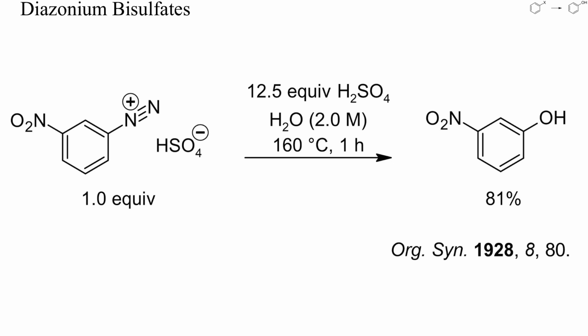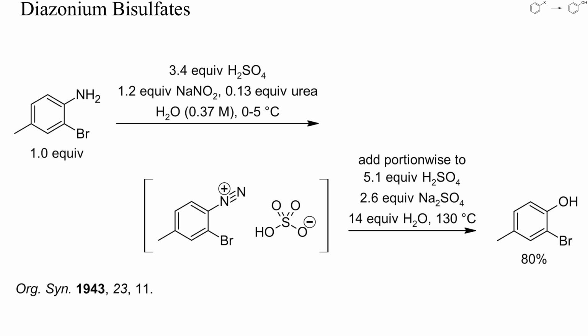Here, 3-nitrophenyl diazonium bisulfate was added in small portions to hot sulfuric acid to prevent excessive foaming. The expected phenol was obtained in excellent yield. This example is similar to the previous one and shows that under these conditions no arines are formed. A clean ipso substitution of nitrogen occurred.